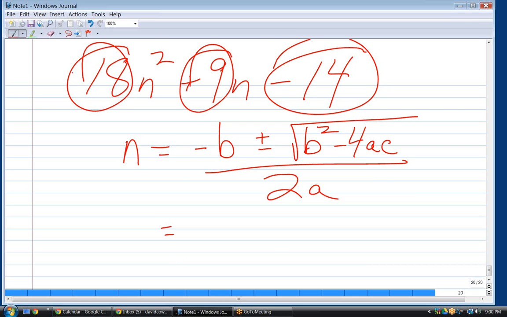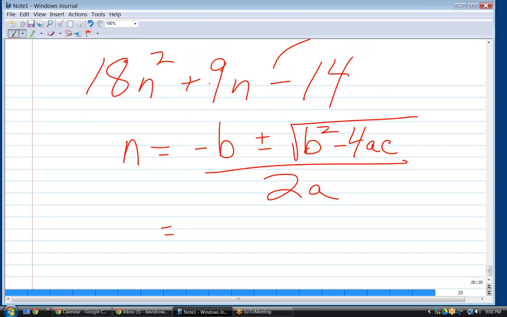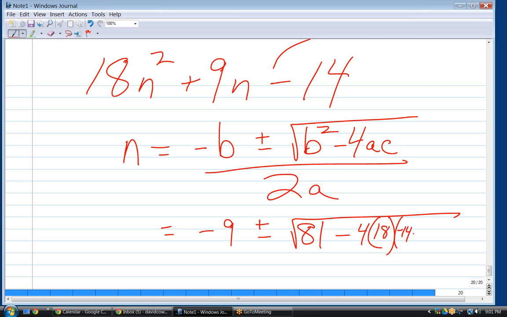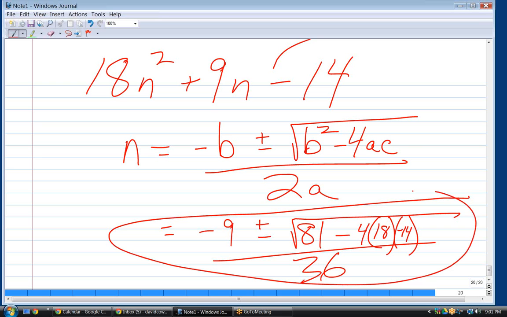So the way I would solve this is minus B, which is minus 9, plus or minus the square root. B squared is 81, minus 4 times A, which is 18, times C, which is minus 14. All divided by 2 times A, which is 36. There is my solution to that quadratic formula. Very complicated looking, but that's the way you do it.